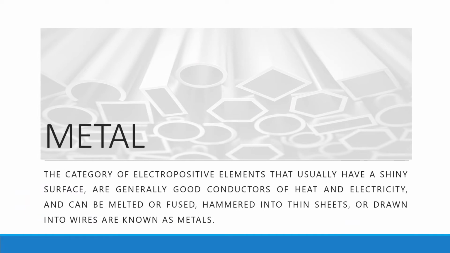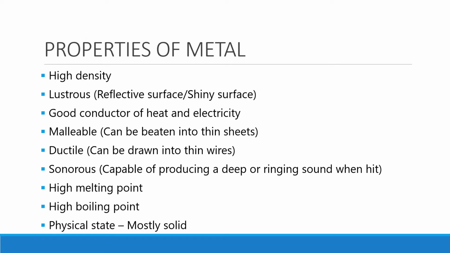So how can we define a metal? The category of electropositive elements that usually have a shiny surface, are generally good conductors of heat and electricity, and can be melted or fused, hammered into thin sheets or drawn into wires are known as metals. Let us discuss the properties of metals.